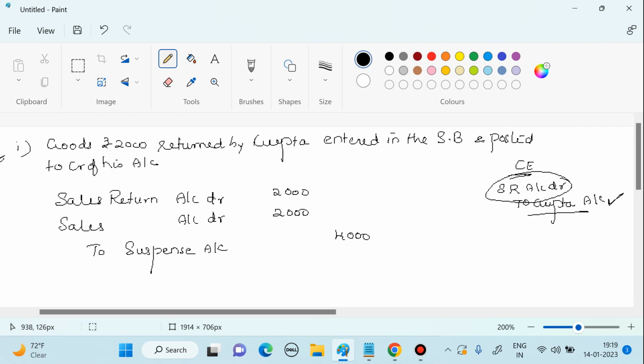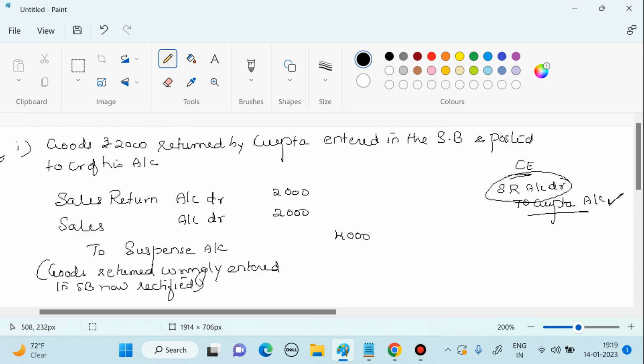Gupta's account is not involved here because when the correct entry was supposed to be passed, Gupta account was to be credited. And when the entry was made in the wrong book also, they posted to the credit of Gupta only. So Gupta account, there is no problem at all. Gupta account is not involved here at all. Is it clear to everybody? Yes, sir. So the narration is: goods returned wrongly entered in sales book, now rectified.